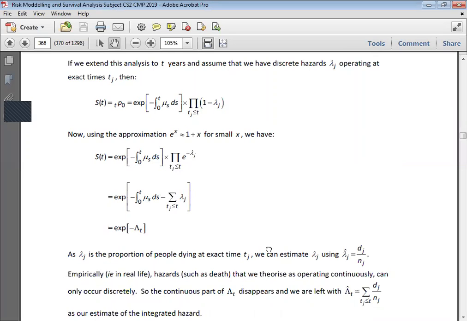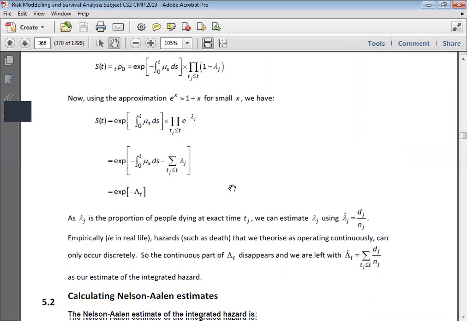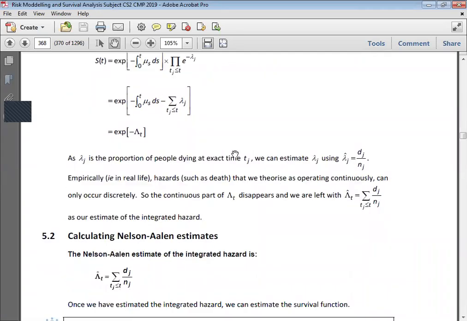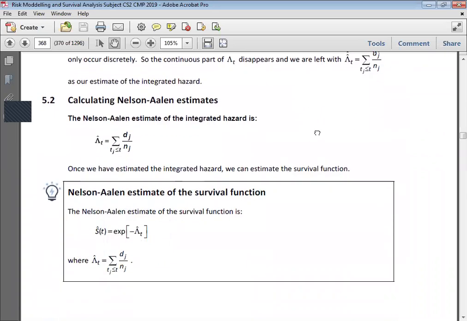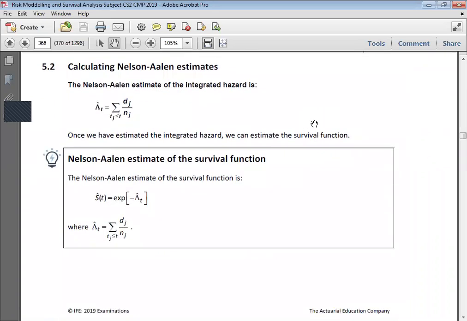But again, in general, this continuous part actually goes to 0. So what you're left with is just the summation of these lambda j's, which you will calculate as dj upon nj. See, a hat here denotes an estimate. So again, here we are trying to ignore what happens in the continuous case. But you do not have to remember that derivation and stuff.